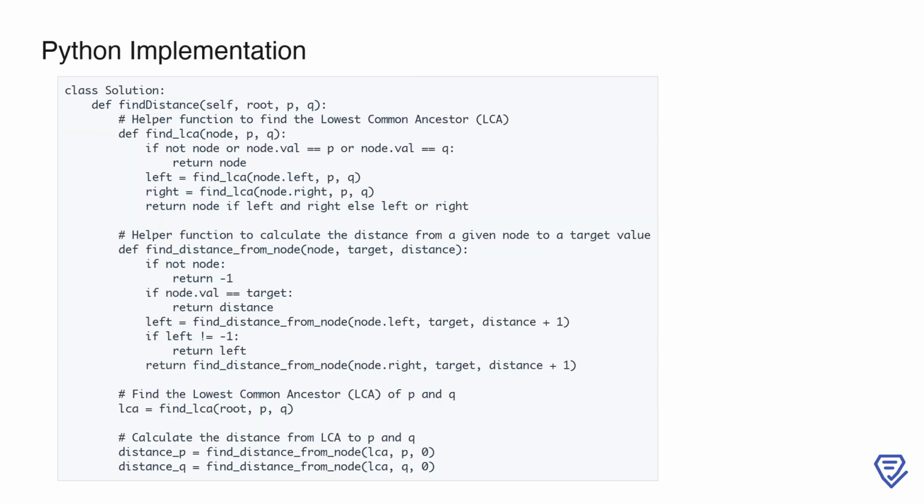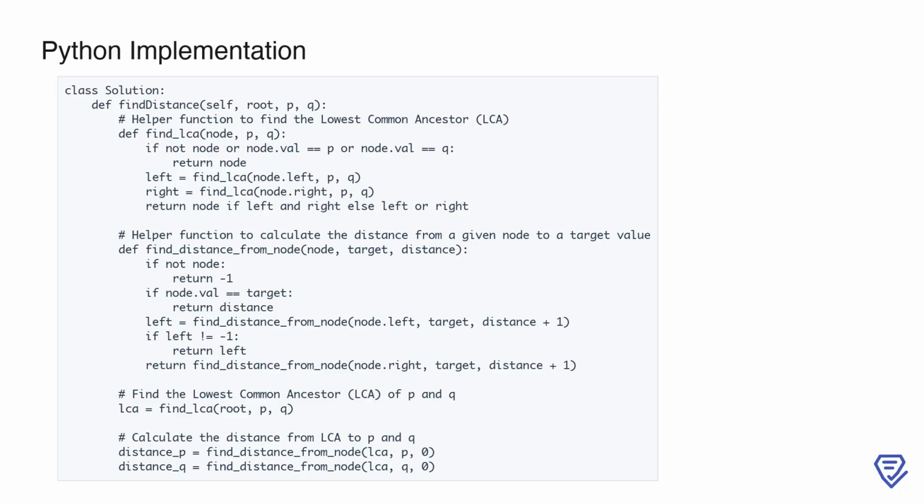Here, we begin by defining the findDistance method inside the solution class. The goal of this method is to calculate the distance between two nodes, P and Q, in a binary tree. To achieve this, we implement two helper functions. The first helper function, find_LCA, is used to locate the lowest common ancestor, or LCA, of the two given nodes. The LCA is the deepest node in the tree that is an ancestor to both P and Q.